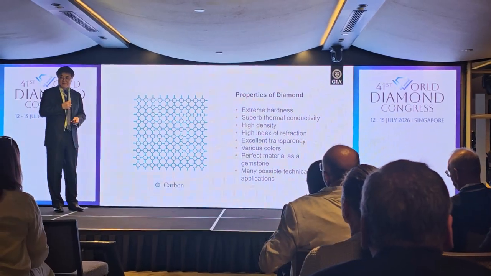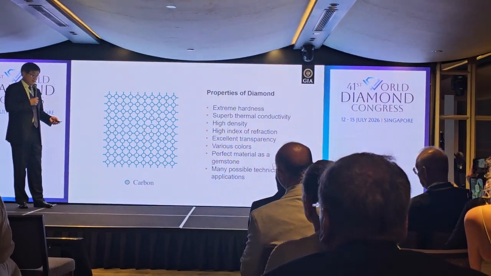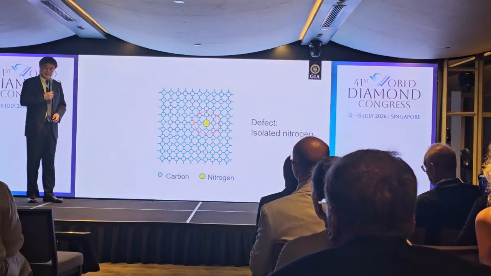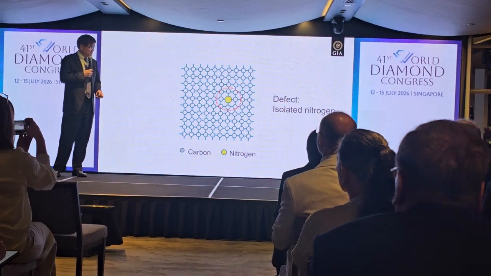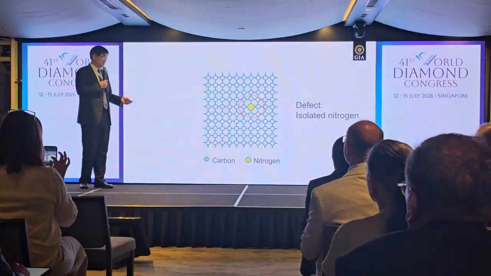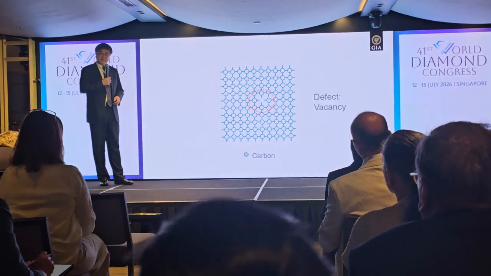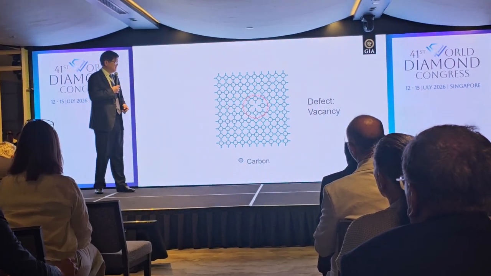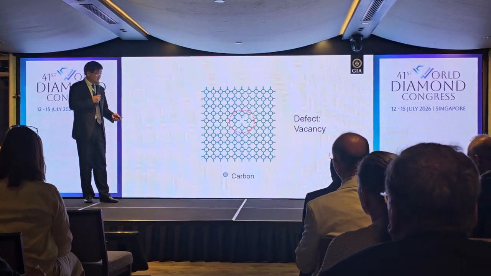But as we all know, nothing is perfect in this world, just like a human being. And there are defects in diamond. One carbon atom could be replaced by nitrogen. If so, the diamond will show yellow color. If the nitrogen concentration is high enough, a carbon atom could just disappear for whatever reason, leaving a vacancy. A diamond with the vacancy, the color will be blue.